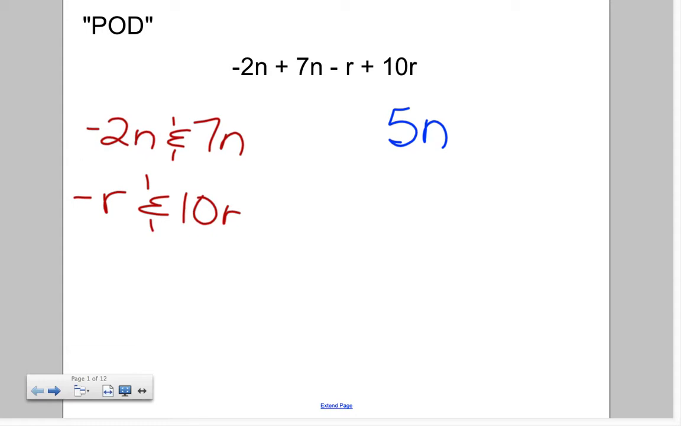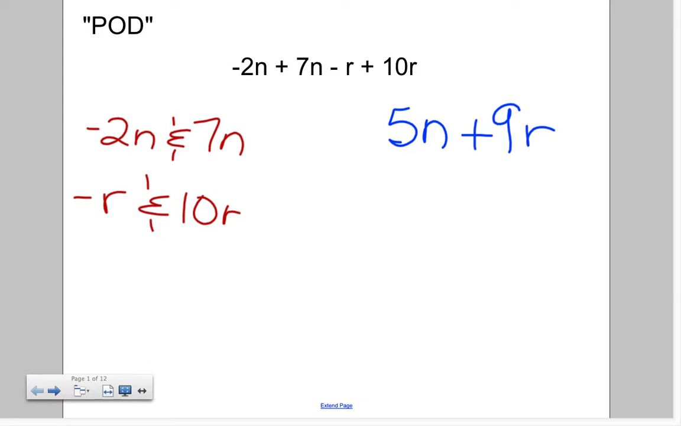Okay, you paying attention? What would be the new r term? 10r. If you put 10r and 5n together? No, 10r and negative r. It would be negative 10r. Nope. Miss Kidd? 9r. Mm-hmm.